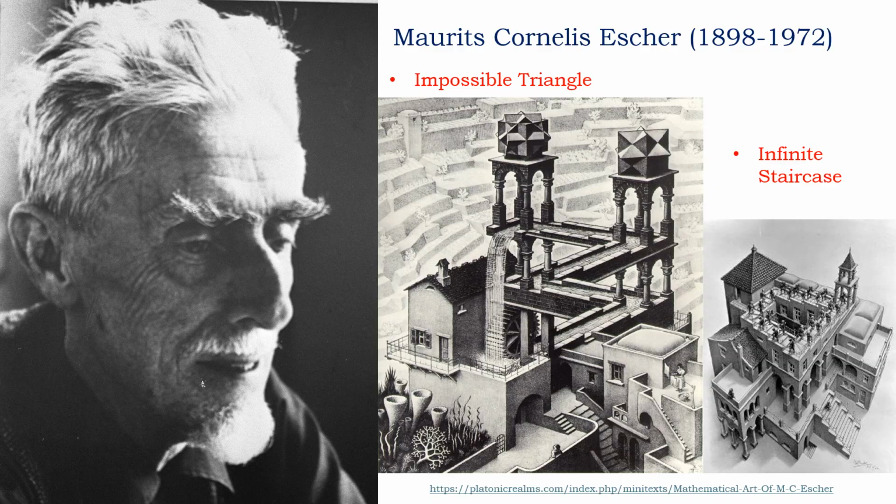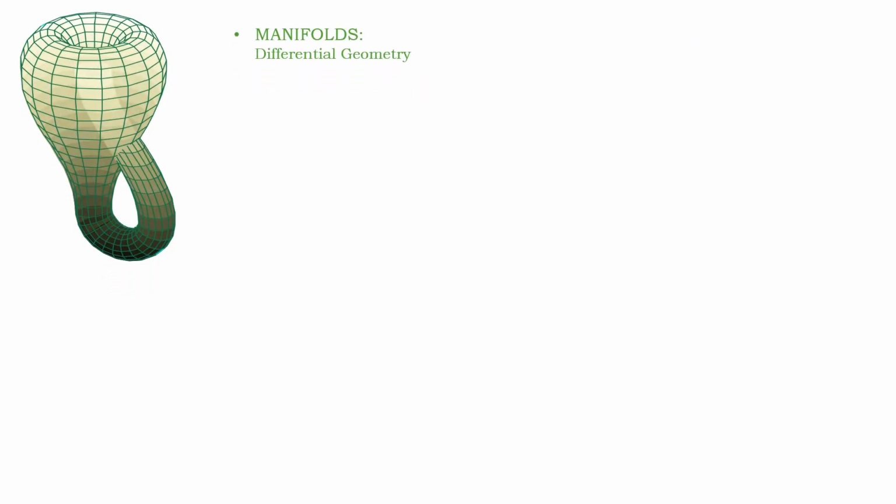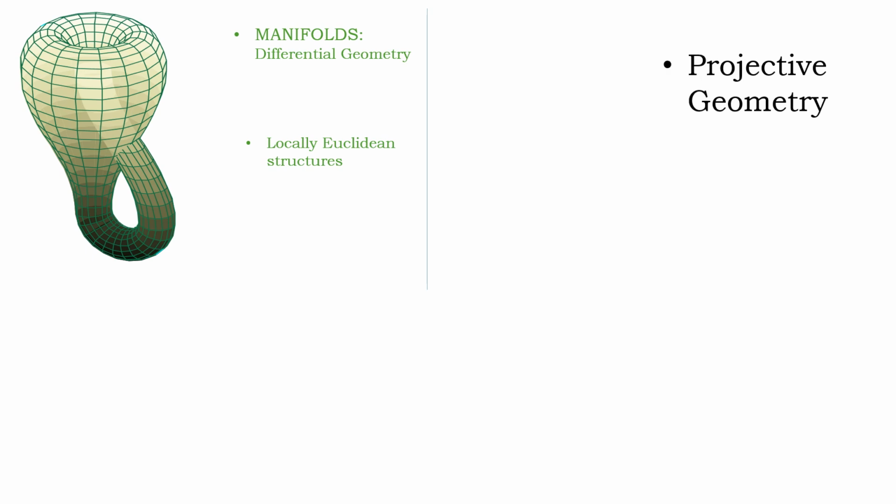These beautiful geometric constructions are called manifolds and are extensively studied in a branch of higher mathematics called differential geometry. Manifolds are locally Euclidean, which means if we keep zooming at one point it starts to behave like our usual Euclidean plane surface. Another branch of higher mathematics which also deals with different kinds of weird-looking geometries is projective geometry.